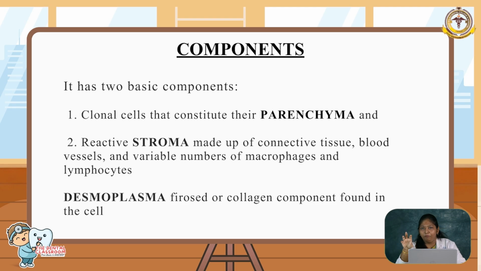The basic components of neoplasia are the parenchyma. What is this parenchyma? It is nothing but the clonal cells which you see on a microscopic field. Next is the stroma, the background, which is made up of connective tissue or blood vessels or any other inflammatory cells or blood cells. In neoplasia, the long-term proliferation of cells causes fibrosis or collagen deposits in the background, which is called desmoplasia.